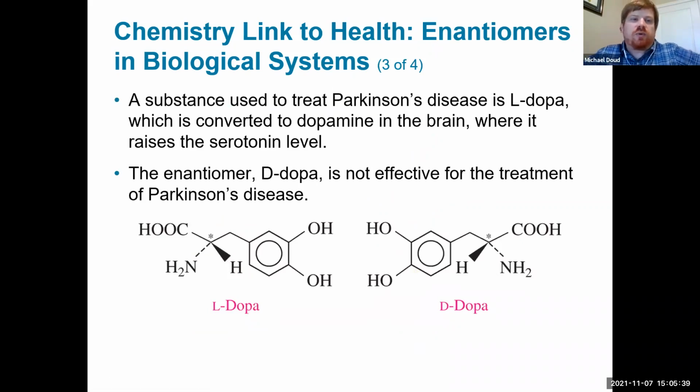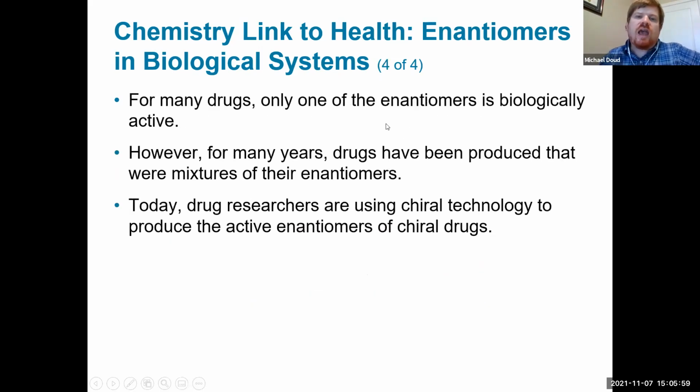So let's look at an example. Parkinson's disease uses a compound called L-DOPA, which is related to dopamine. It's converted to dopamine in the brain. If you use D-DOPA, on the other hand, so L versus D-DOPA here, that's not effective at all. In fact, your body doesn't recognize it, and it just passes right through. And that's the best you can hope for, is where one of them works and the other one just doesn't fit.